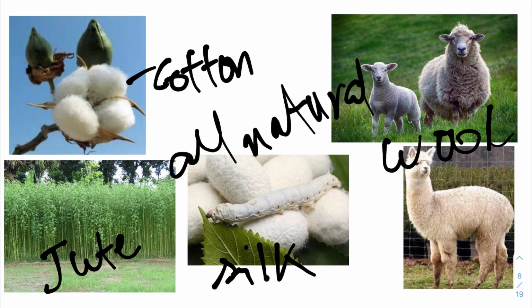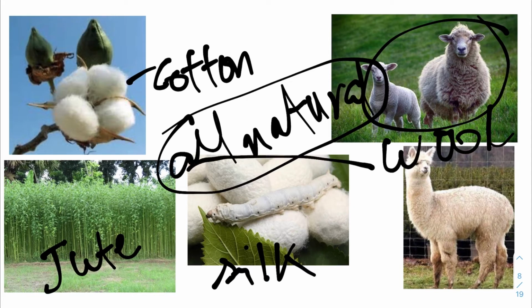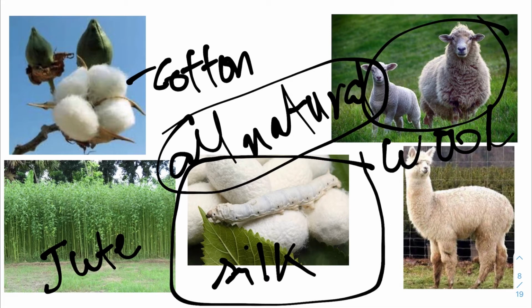Cotton and jute are obtained from plants. Wool and silk fibers are obtained from animals. Wool is obtained from the fleece of sheep or goat, or even the hair of rabbits, yak, or camels. On the other hand, silk fiber is drawn from the cocoon of the silkworm.